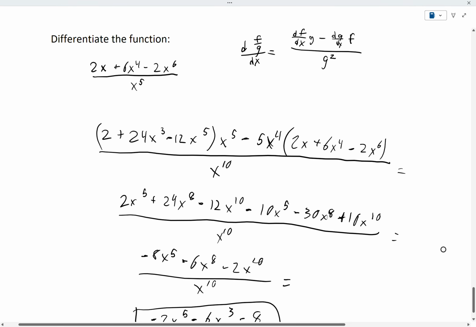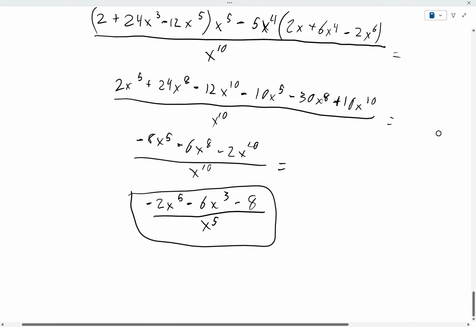So as you can see, all I did was use the quotient rule to boil it down to this as our derivative.